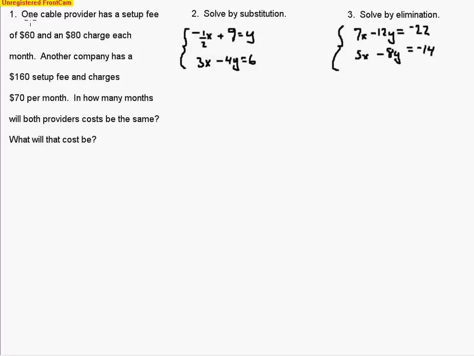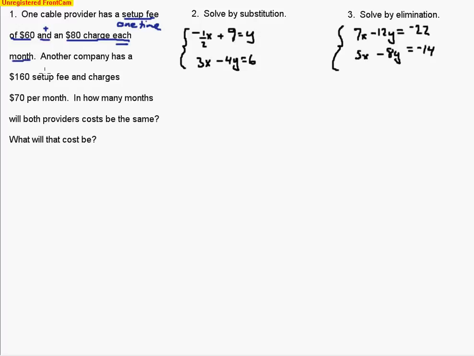It talks about a cable provider that charges a setup fee. Whenever you see the word setup fee or some sort of initial fee, this is just one time. So you're not going to pay it again. It's just a one-time fee. That was the $60 setup fee. But we're also going to pay, and that means we're going to add on, an $80 charge each month. And so months is probably our unknown.